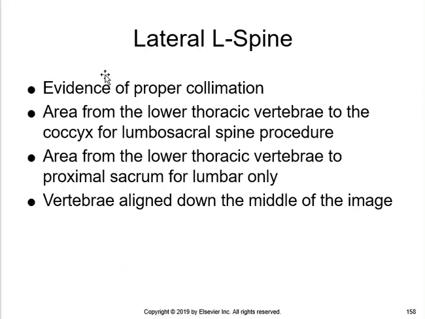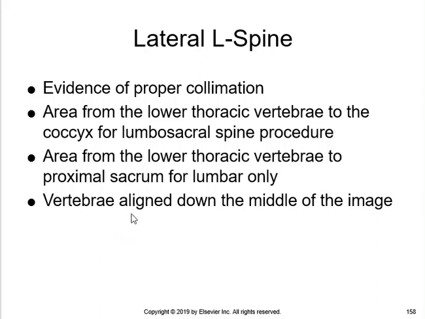So we want to see evidence of proper collimation. We want to see the area from the lower thoracic spine all the way down to the coccyx for the lumbosacral spine. If we just use a 14-inch vertical collimated field, then we're not going to see all the way down to the coccyx, but we should see a portion of the sacrum.